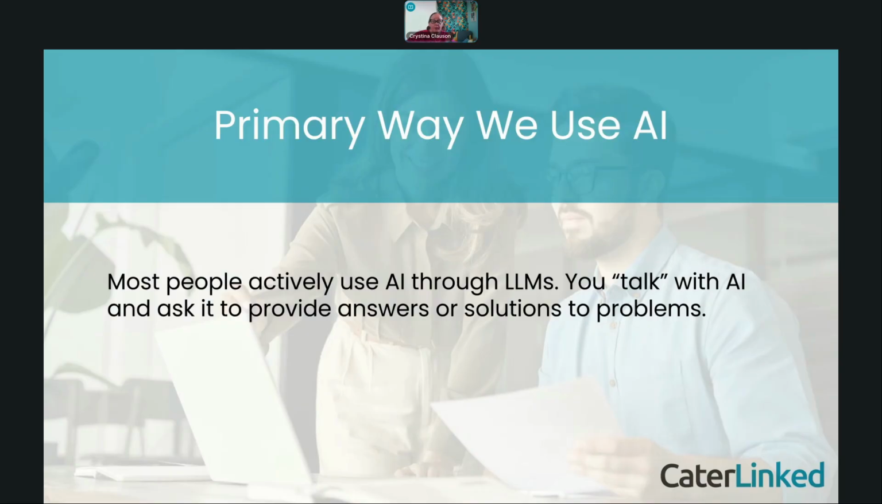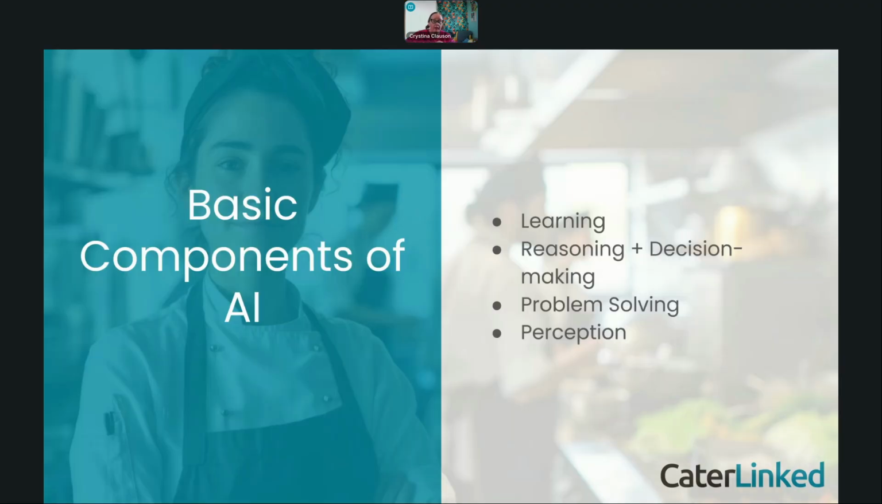So, the primary way that we use AI is through large language models. You talk with AI and ask it to provide an answer, a solution, a picture, something. So you're inputting requirements and they're outputting a response. These are the basic ways that AI thinks to respond when you put a response in. So one of them is through learning.